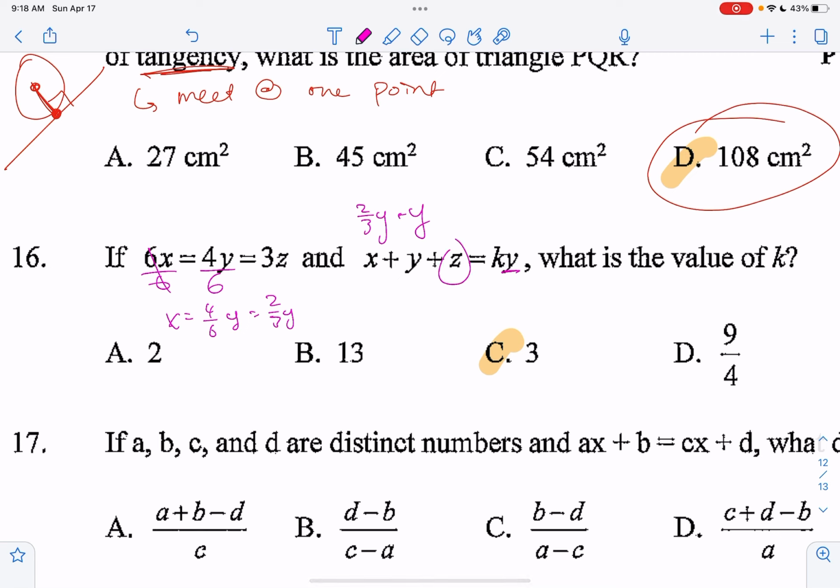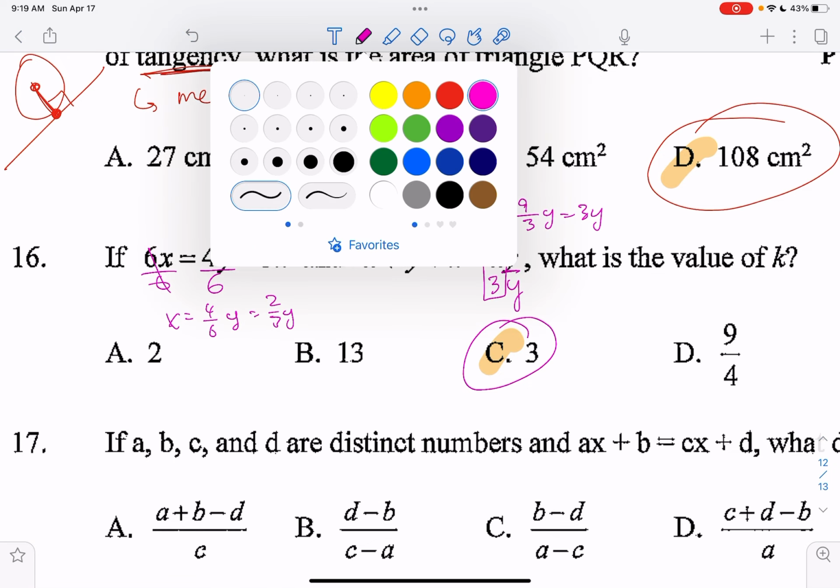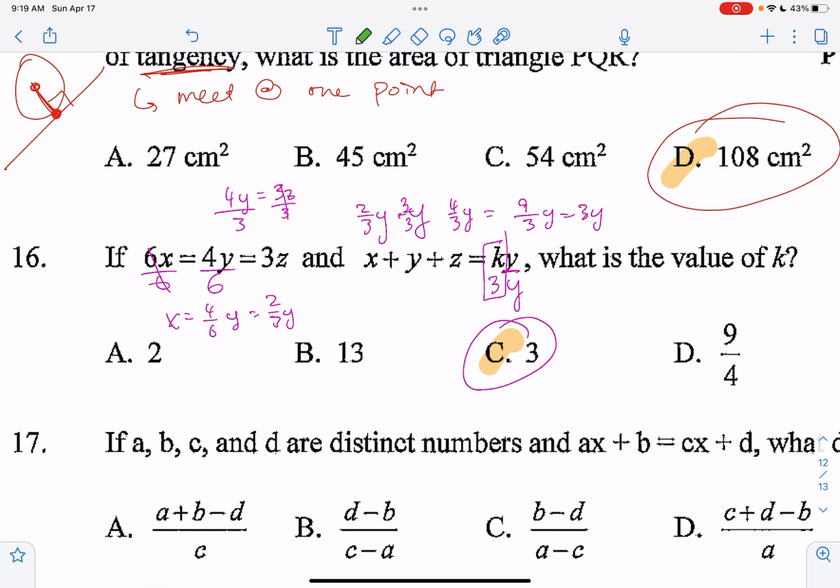And then you also want z in terms of y. So for that, you know that 4y is equal to 3z, divide by 3, get that z is equal to 4/3 of y. And y is just 3/3. So if you add everything up, add the numerators, 2 plus 3 plus 4, it'll be 9 over 3 y, or 3y. So then the k has to be equal to 3, choice C. So you want to put everything in terms of y, and then just substitute in.